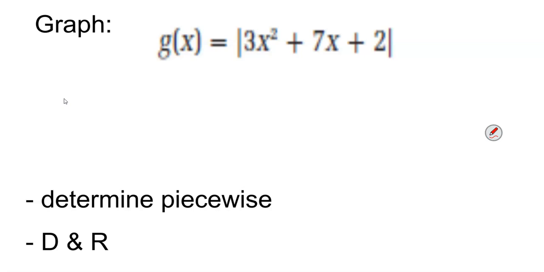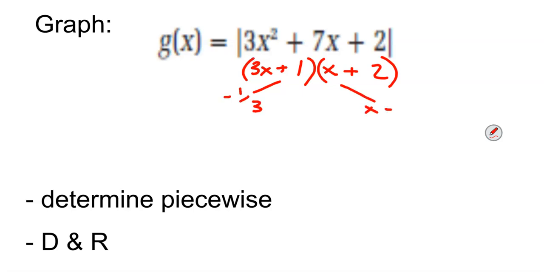So to find our x intercepts, let's start by factoring this guy. So when we factor it, I'm going to put the 3x and the x in the front. 2 is 2 times 1, so I'm going to put a 2 and a 1 in back. And I'm just going to make sure when I FOIL it that it works. And yes, it does. So that tells me that I have two x-intercepts. One of them's at negative 1/3, and the other one's at negative 2. So I have two different x-intercepts.